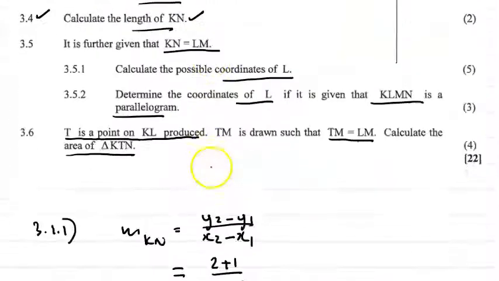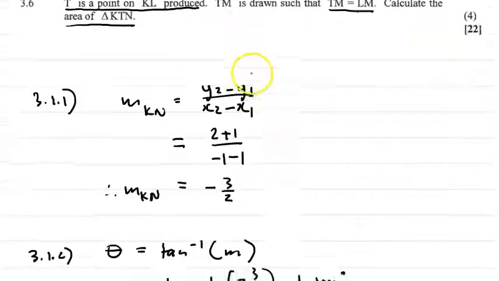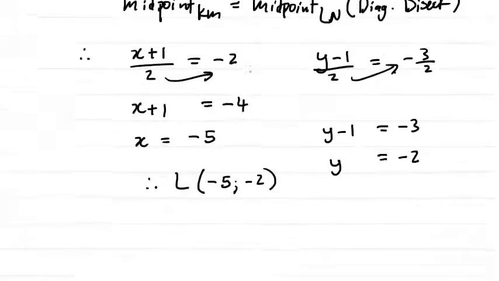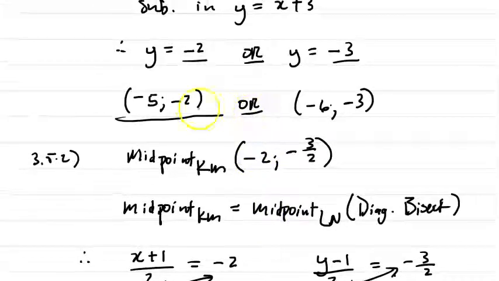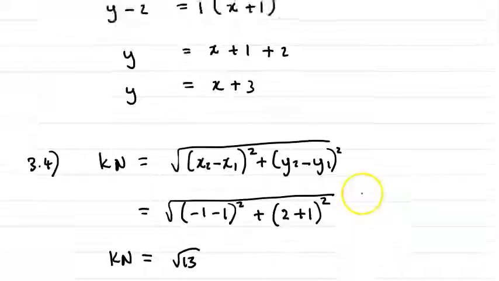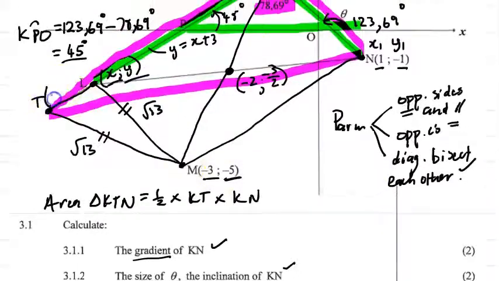So let's see. If you look at this question, calculate the possible coordinates of L. If we look here, we've solved this question, and remember that one possible coordinate of L is minus 5 and minus 2. We're left with this other point, minus 6 and minus 3. Now, minus 6 and minus 3, therefore, should be this particular point T. Why is that so?